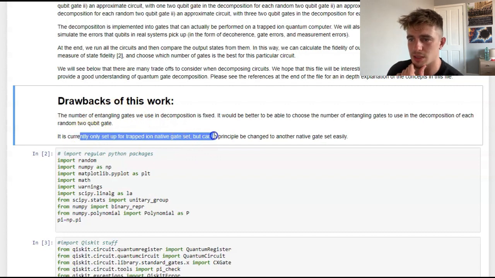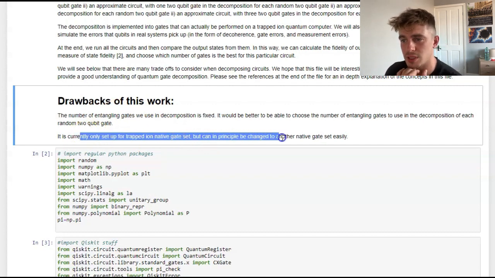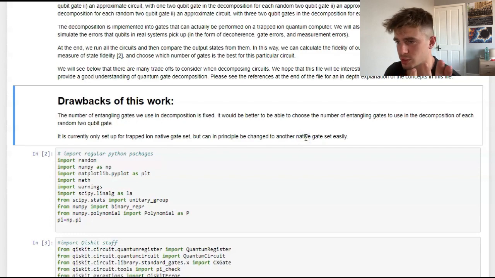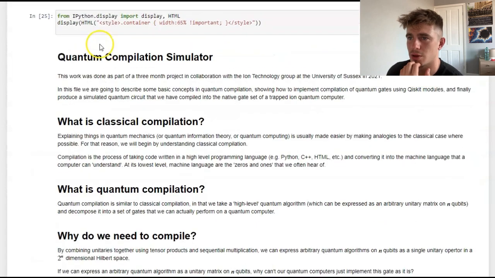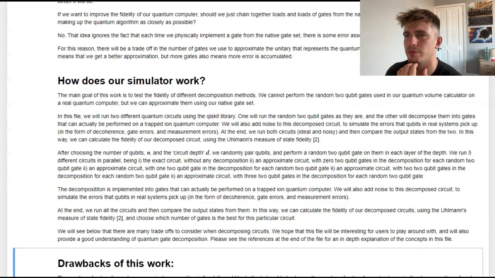And another is that it's currently only set up to have the native gate set of trapped ions, but in principle it should be fairly easy to change it to another native gate set. Okay, so I'm gonna run through everything now.